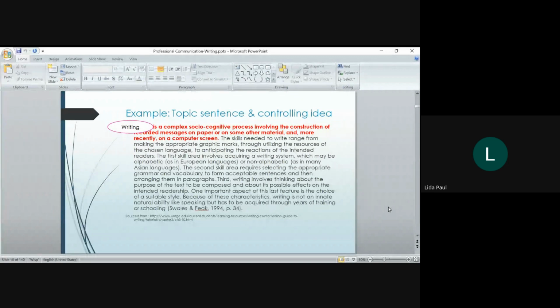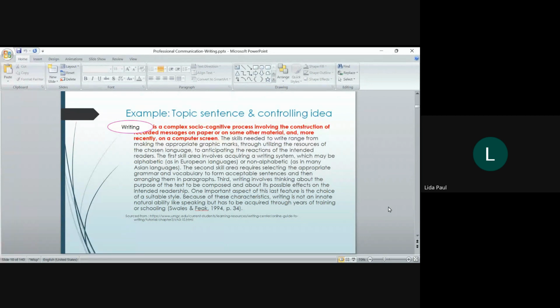So what follows, a complex socio-cognitive process involving the construction of recorded messages, and so on and so forth, is what forms the controlling idea. You can easily verify it by reading the rest of the paragraph, right? If you look at the paragraph, you see that this part is what is being explained in the following sentences. Complex socio-cognitive process. Don't you see the process there? It lists a few things, right? Then comes what all you require in order to do the writing, right? So all of that part is explained in the 1, 2, 3, 4 supporting sentences in the given paragraph, right?